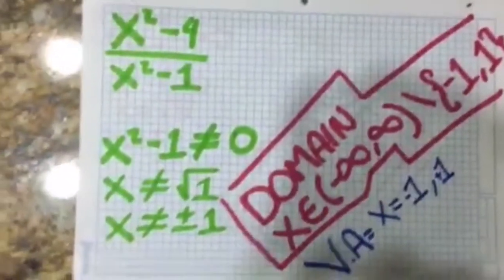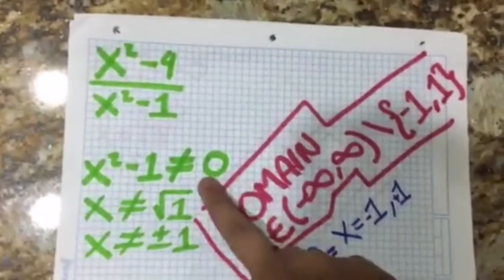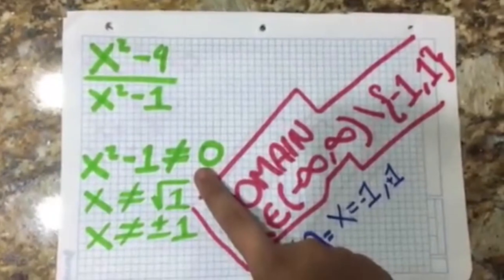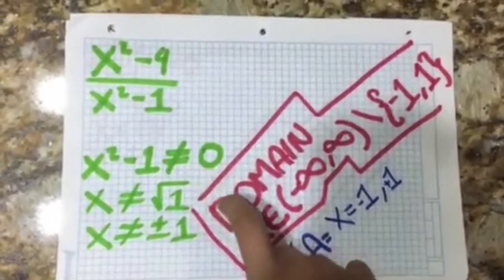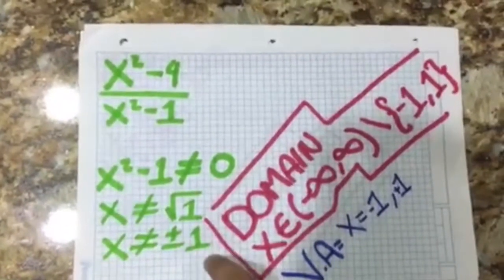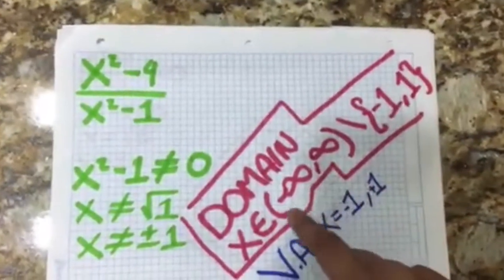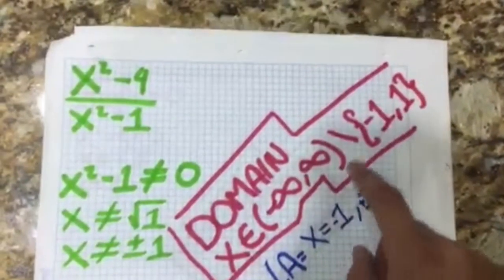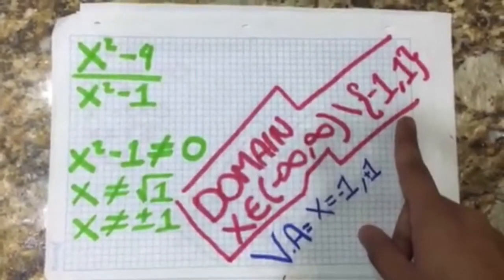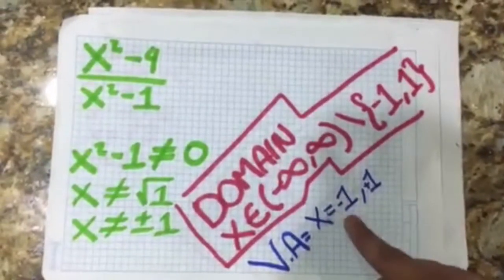So we already know that this is a rational function. Therefore, this part cannot be 0, because this is the restriction for rational functions. After getting the value of x, we have that x cannot be minus or plus 1. So we can see that our domain is all real numbers, or minus infinity to infinity, except minus 1 and 1. Also, with this, we can immediately find the vertical asymptotes, which happen to be where x equals minus 1 or plus 1.